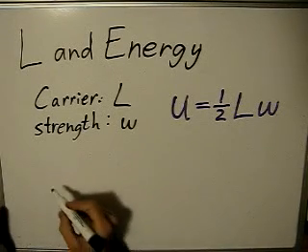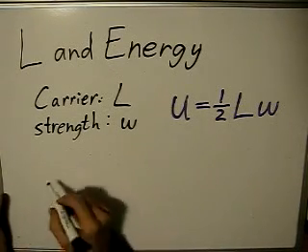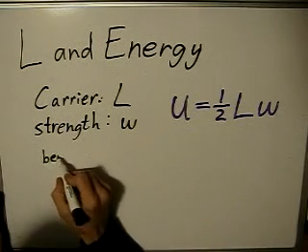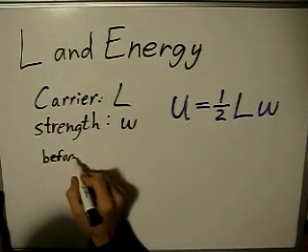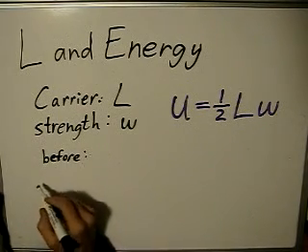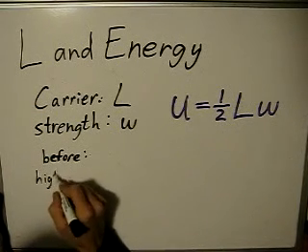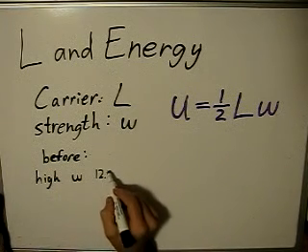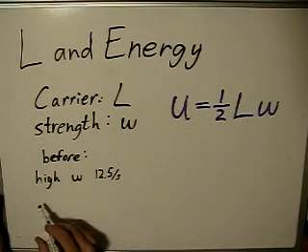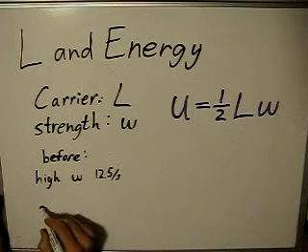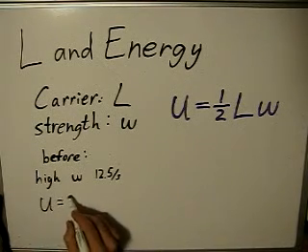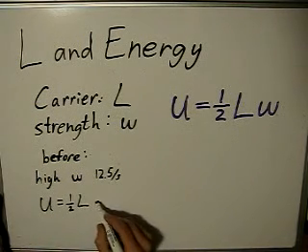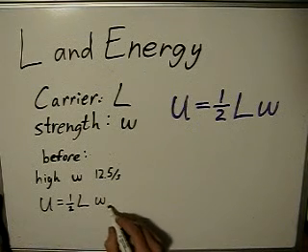So we can apply this to the example where you had the plates spinning. Before, you had a high value of omega. It was 12.5 per second, I think. And so then U would be equal to 1/2 times L, the angular momentum, times omega before.